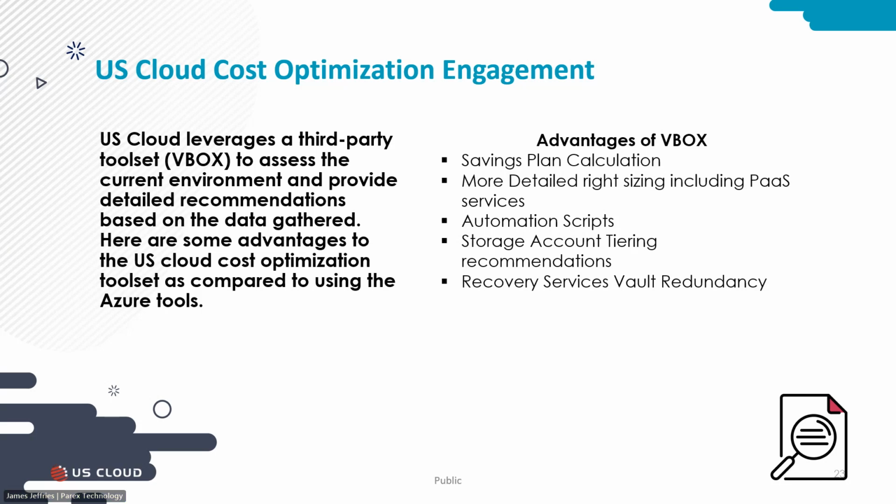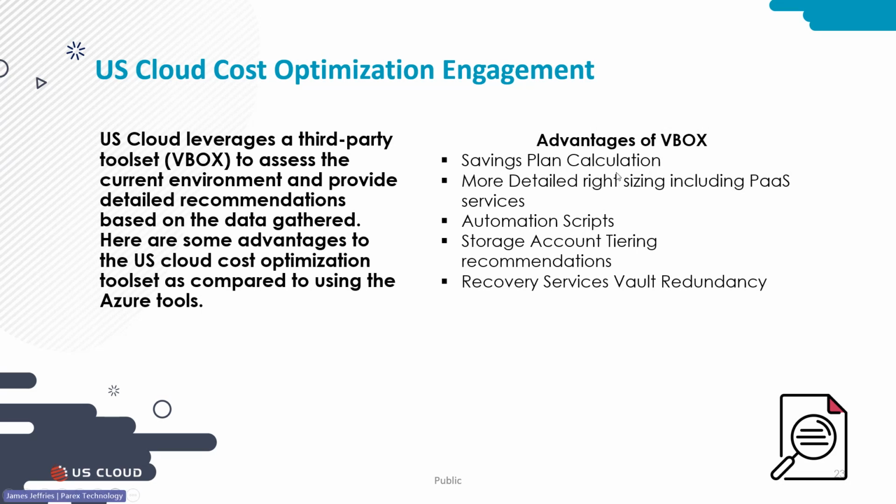One, when you look at advisor and it's recommending savings plans and reserved instances, it doesn't take into account overlap. So that savings plan commit that advisor is recommending isn't accurate until your RIs are in place. VBox actually calculates that side by side with the presumption that you put those resources under a RI first.